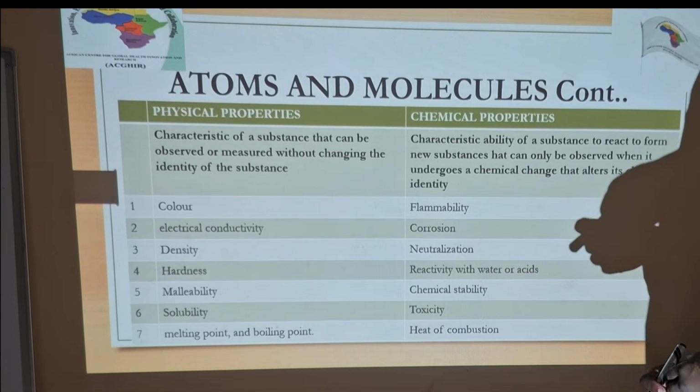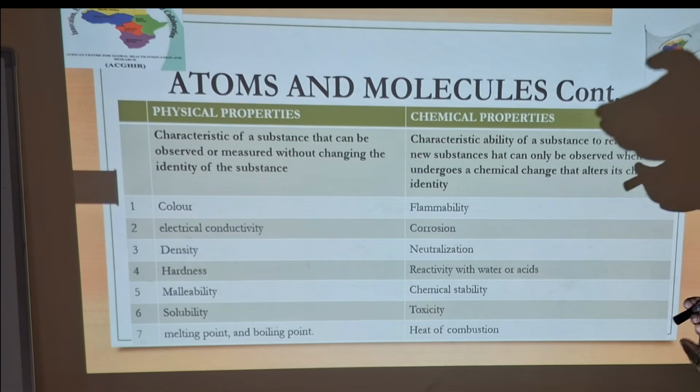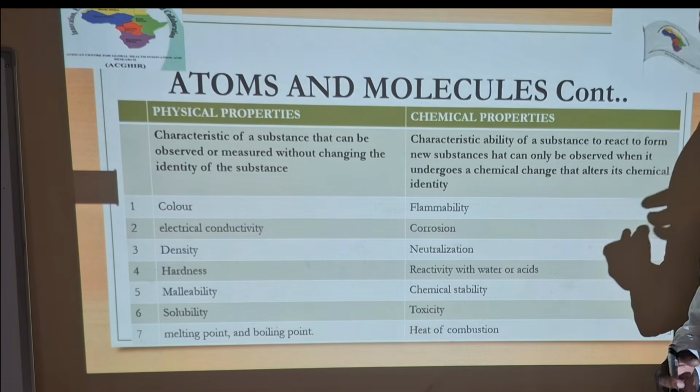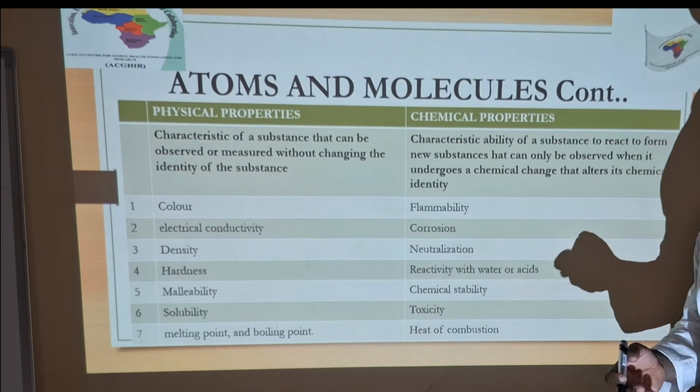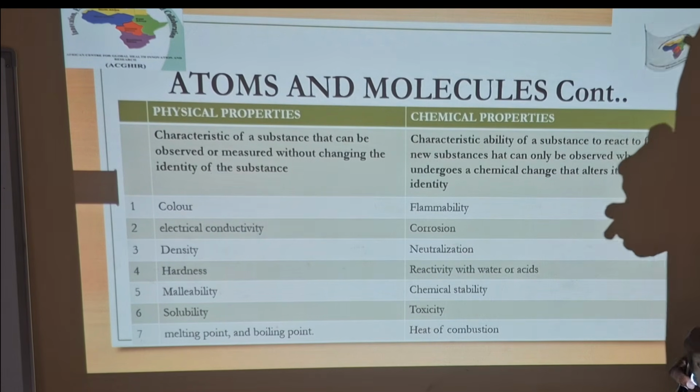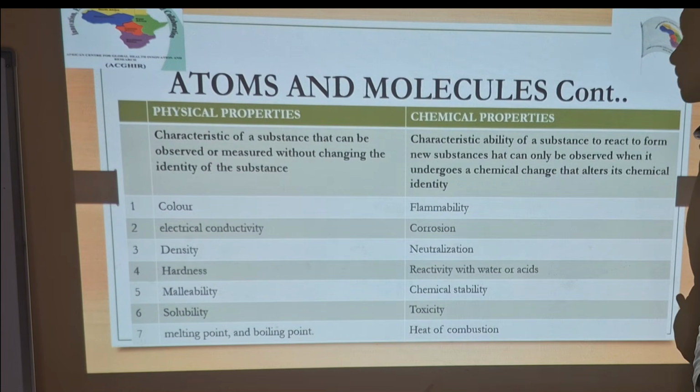So this is a comparison of the physical properties and the chemical properties of matter. Basically, physical properties are characteristics of a substance that can be observed or measured without changing the identity of the substance. Whereas chemical properties are the ability of a substance to react to form new substances, which can only be observed when it undergoes a chemical change that alters its chemical identity.